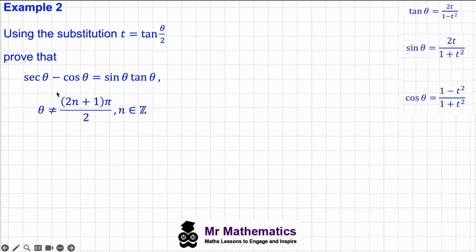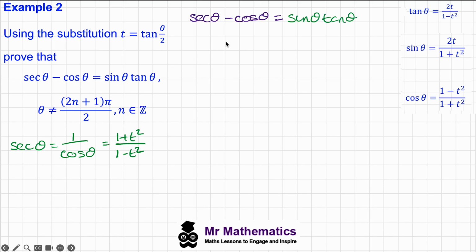Okay, if we go back to our identity, we know sec theta is 1 over cos theta, and we know cos theta is 1 minus t squared over 1 plus t squared. So we can work out sec theta as the reciprocal of this. We flip this upside down. So now we have sec theta. We can substitute the other t-formulae into our identity. So we've substituted sec theta in here, and we know cos theta is given as a standard formula.